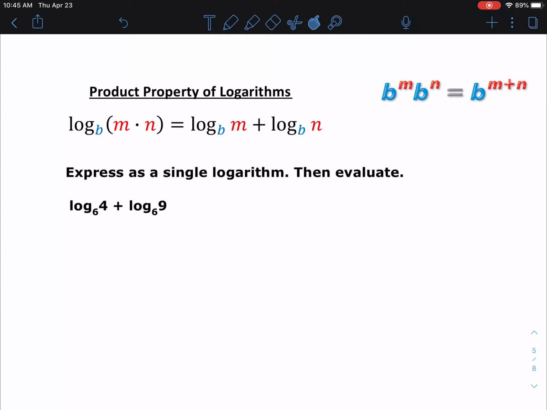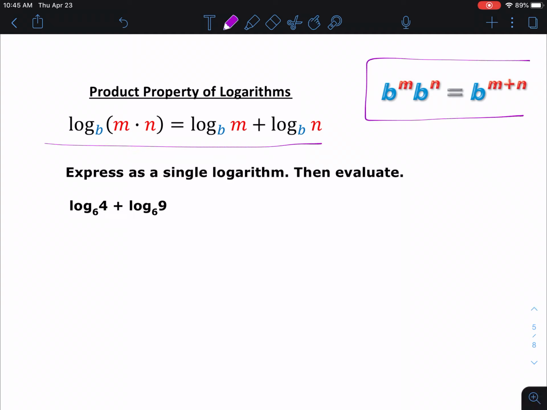And you see that right here. But this really just is generated from this property of exponents. If you remember, if you have b to the m power times b to the n power, you can add the exponents. So that's where this property really comes in, because exponents are logarithms. So that's what we have here.